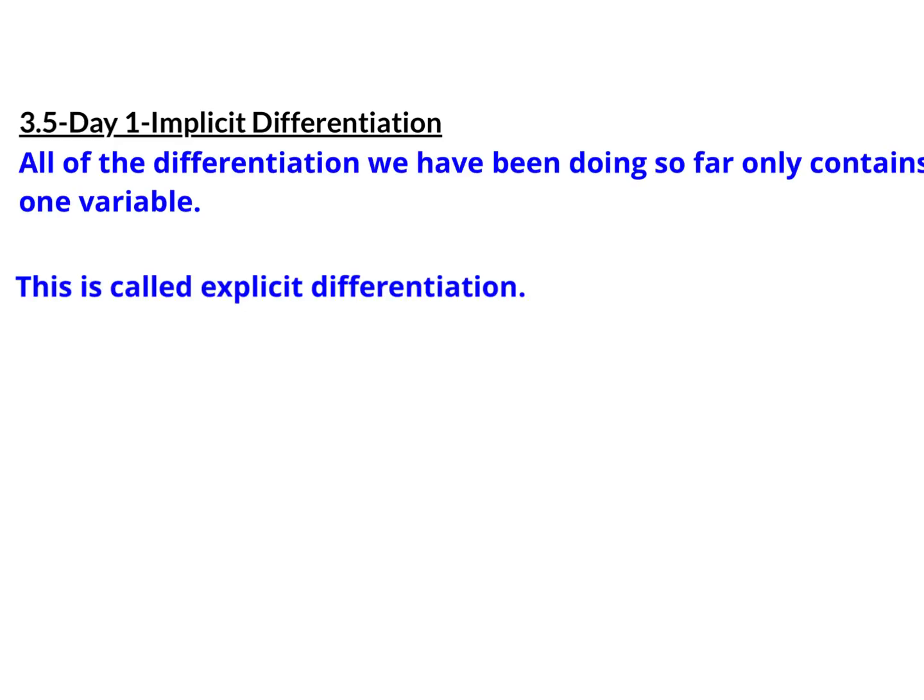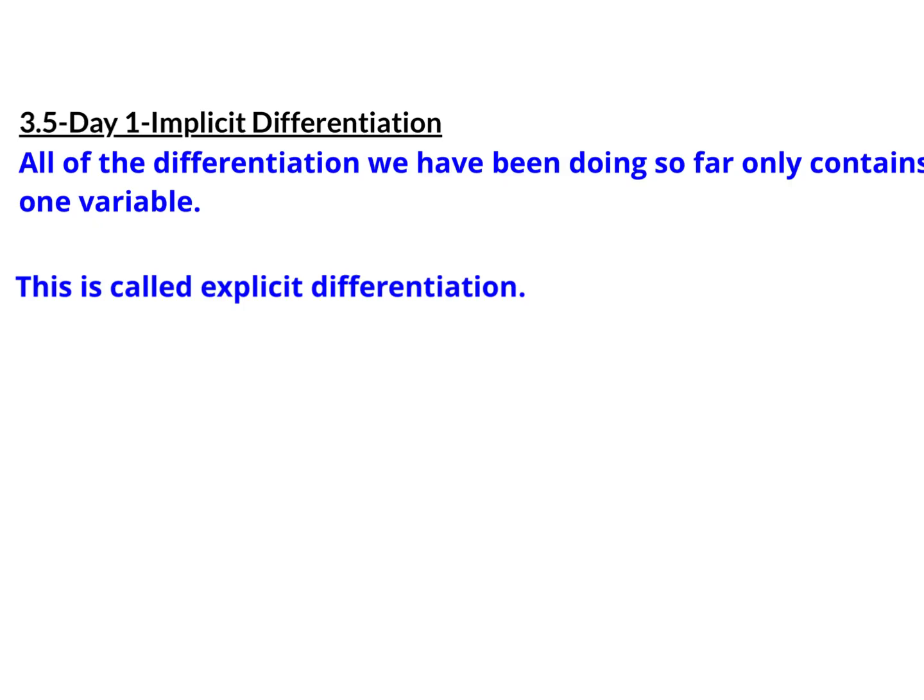All the differentiation that we've been doing so far has only contained one variable. Maybe you haven't noticed that, okay? Regardless of what the variable was, what we have been doing is called explicit differentiation. We never call it that, though. We just call it differentiating, okay?